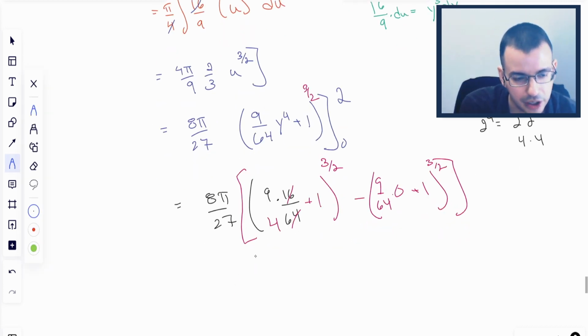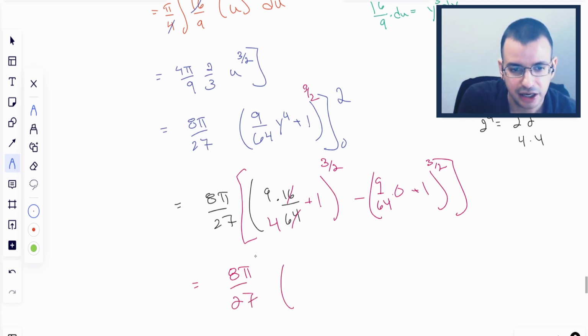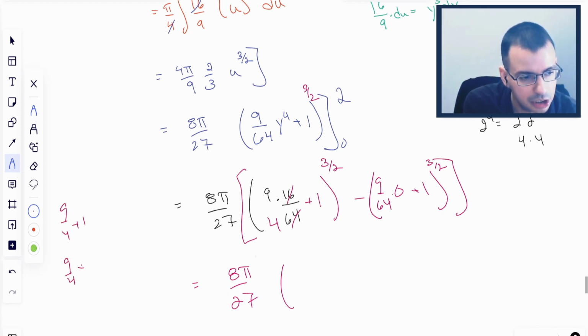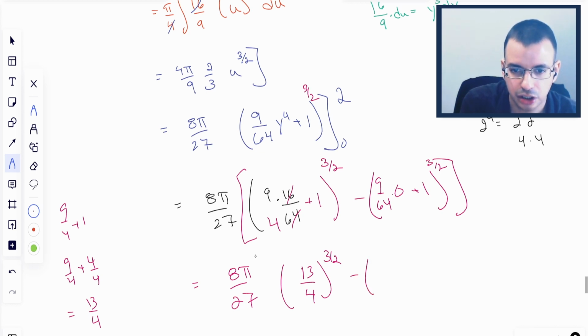So then we're left with 8 pi over 27 times (9 over 4 plus 1), which is the same as 9 over 4 plus 4 over 4, which is the same as 13 over 4. So 13 over 4 to the 3/2 minus 1 to the 3/2.